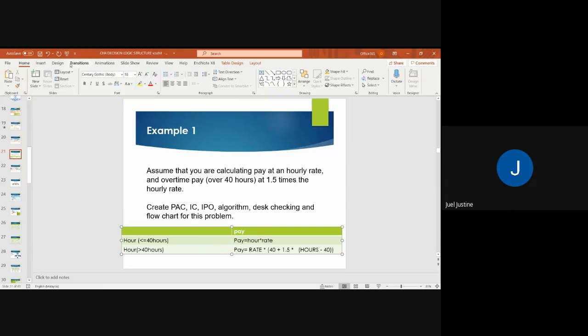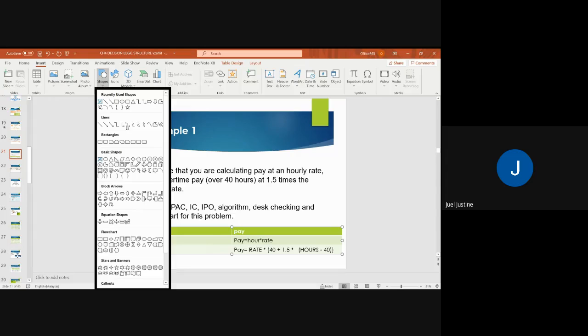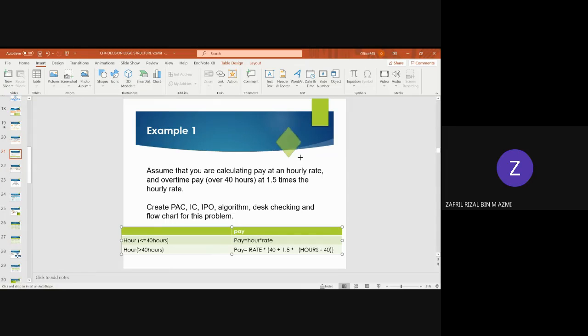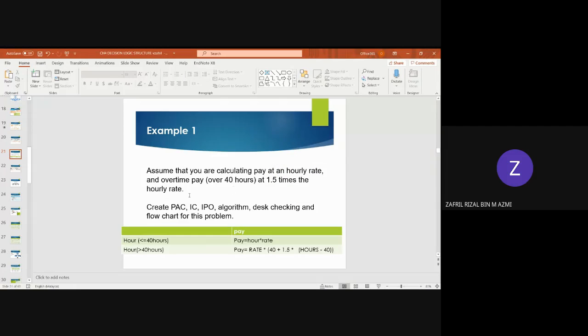One. This symbol. So how many of this symbol should you draw? 1 or 2? 1? Are you sure 1? 2. Yes, sir, I'm sure. Okay, keep it first. We'll see in a moment.